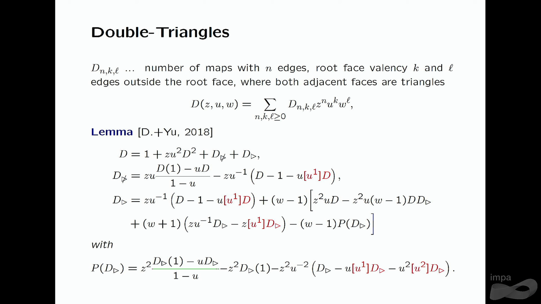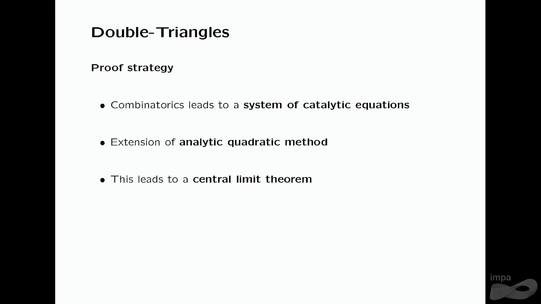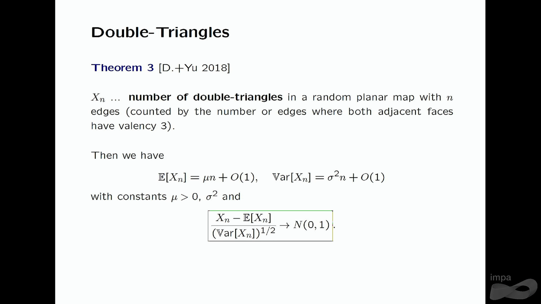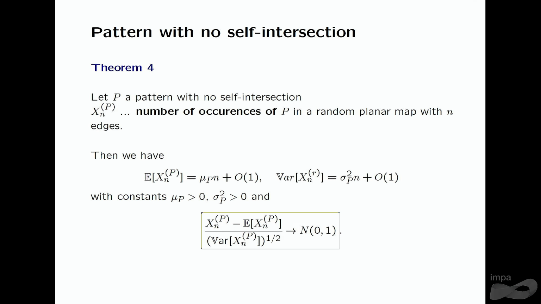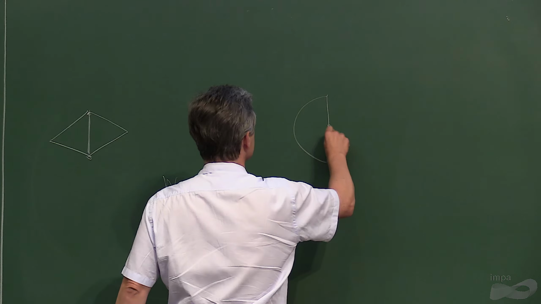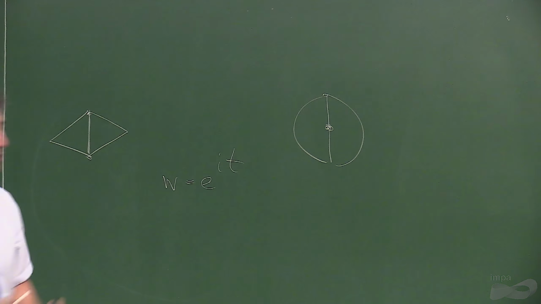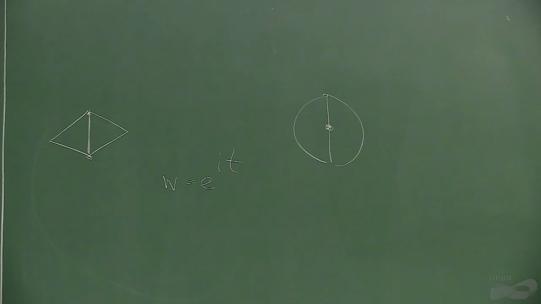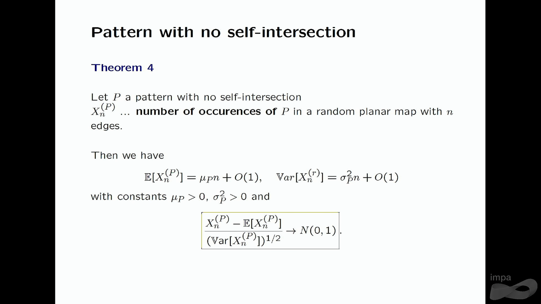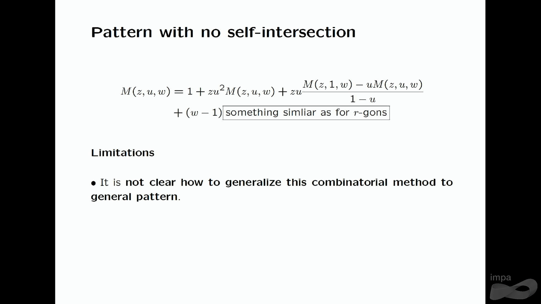And finally, it was not possible to get more than this pattern. So it seems that this method of exact counting is restricted to phase counts and very simple patterns. But we could get a result, a central limit theorem, at least for these double triangles. You can do slightly more. You can also do a pattern with no self-intersection. So what is a pattern with no self-intersection? For example, this is a pattern without a self-intersection. I come back to intersections later. So you can do slightly more, but these are very specific patterns that we could handle with this method.